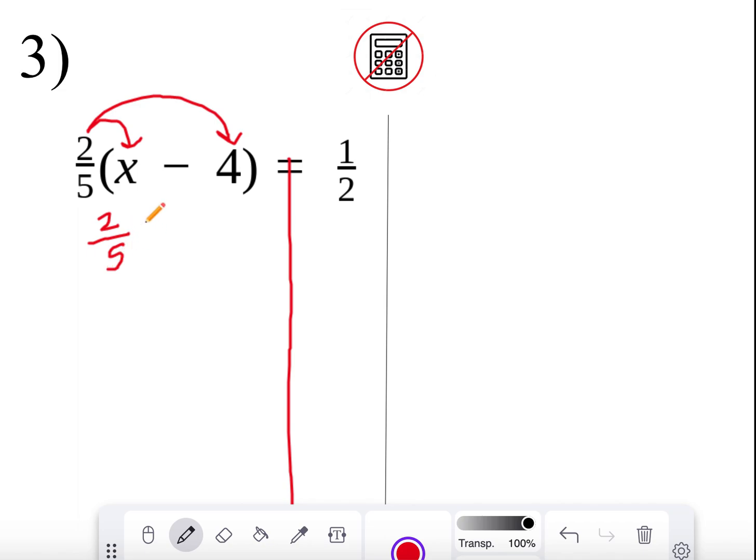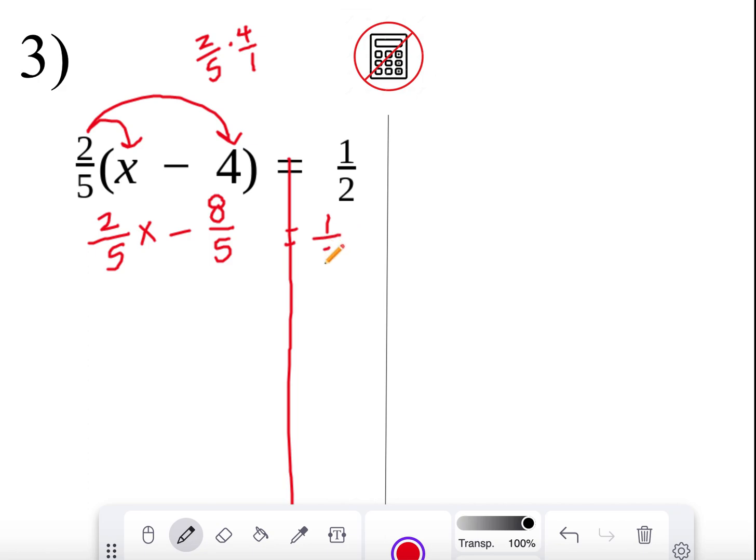So 2/5 times x would just be 2/5 x. And then I need 2/5 times -4, right? So if I go over here to the side, 2/5 times 4 over 1. See how that's going to give us 8/5? So I'm just going to write 8/5. There we go, there's an 8.